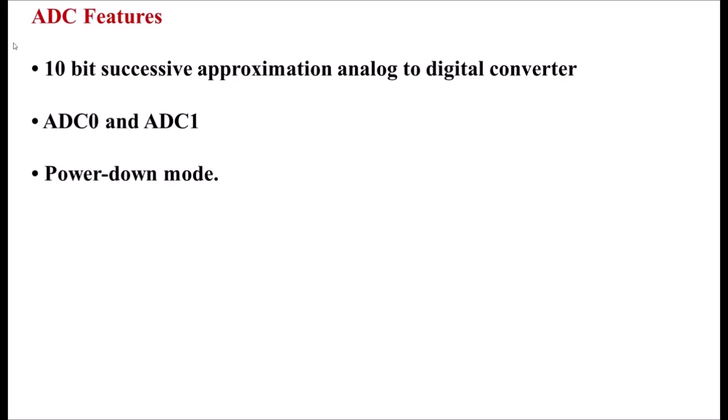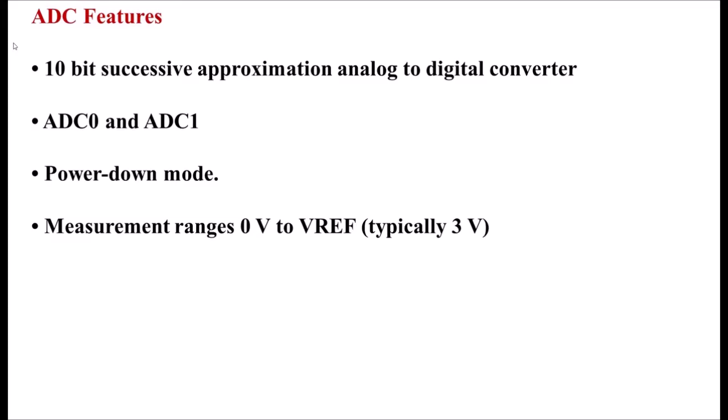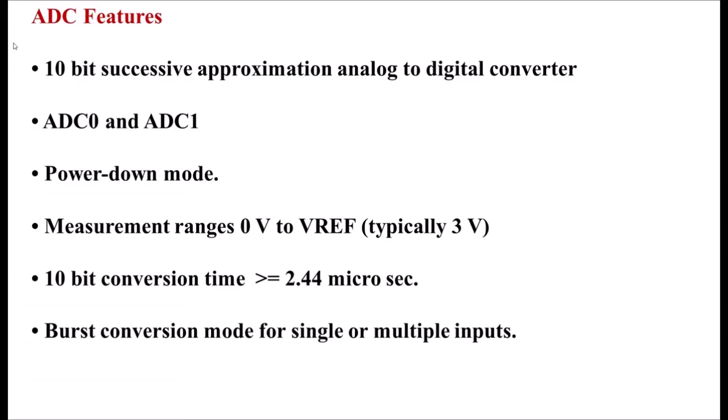We can use the power down mode of the ADC. When these ADCs are not in use, you can put them into power down mode. The V reference voltage for the ADC can generally be 3 volts, so the output voltage range can be from 0 to V reference. The conversion time for 10-bit output is 2.44 microseconds.